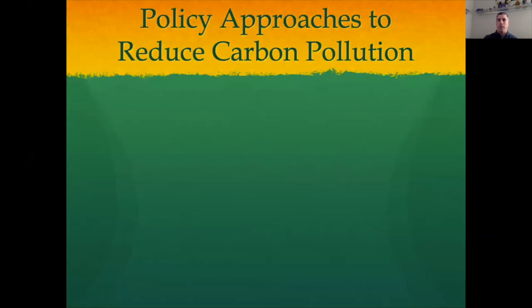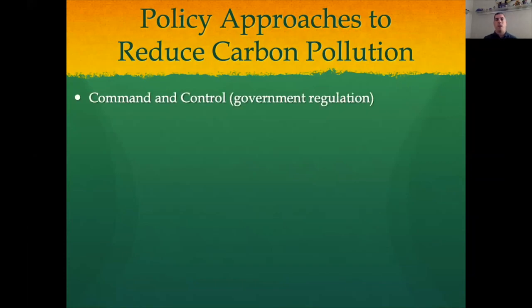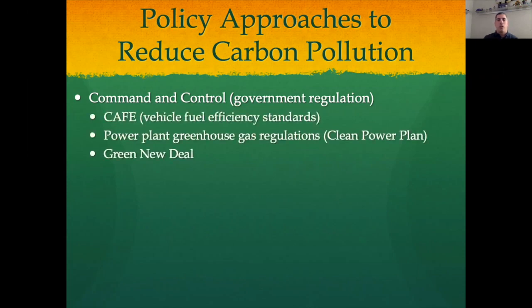So there are various categories of policy approaches to do that. One is called command and control, but it's basically government regulation, which was our equivalent with coronavirus of sheltering in place, telling people that they have to stay at home as much as possible. There are a lot of different categories of this with climate change. There are the vehicle fuel efficiency standards, the CAFE standards, which are currently a fight between the Trump administration, which wants to freeze them in place, and California and some other states, which want to keep making vehicles more fuel efficient.